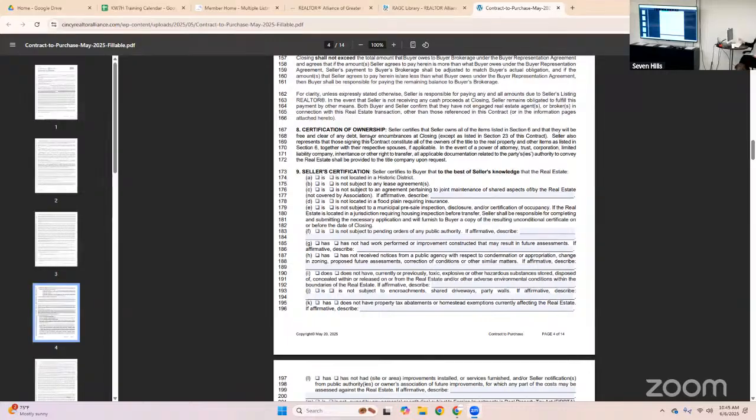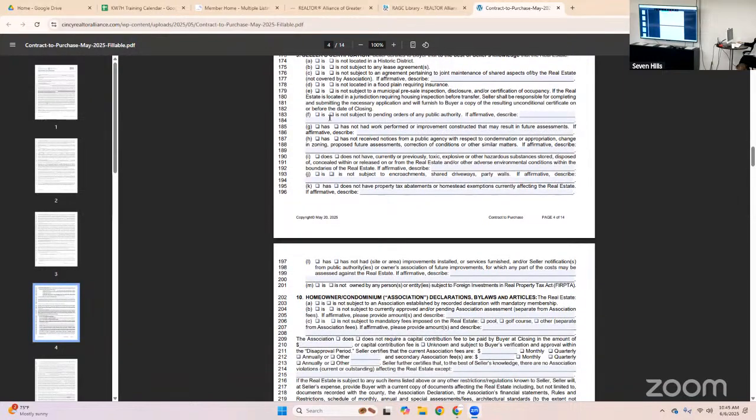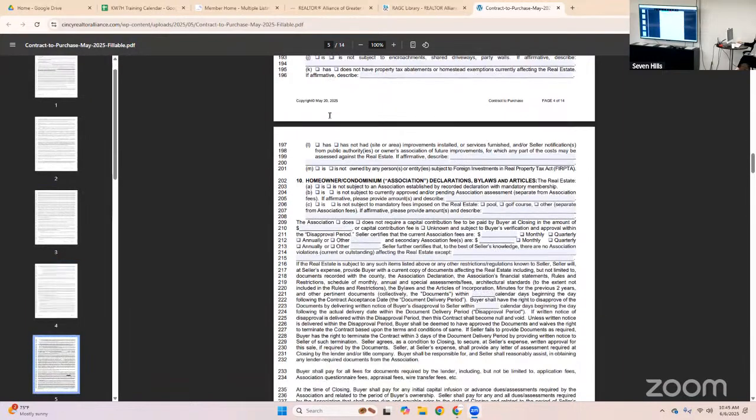Section 9, seller certification, they only made a minor grammatical update to improve clarity. A yes/no was changed to has or has not. As you go through here, they've just changed it throughout. So you've got is and is not, and has or hasn't. They've just changed those words. It's all basically the same thing. They just clarified the verbiage.